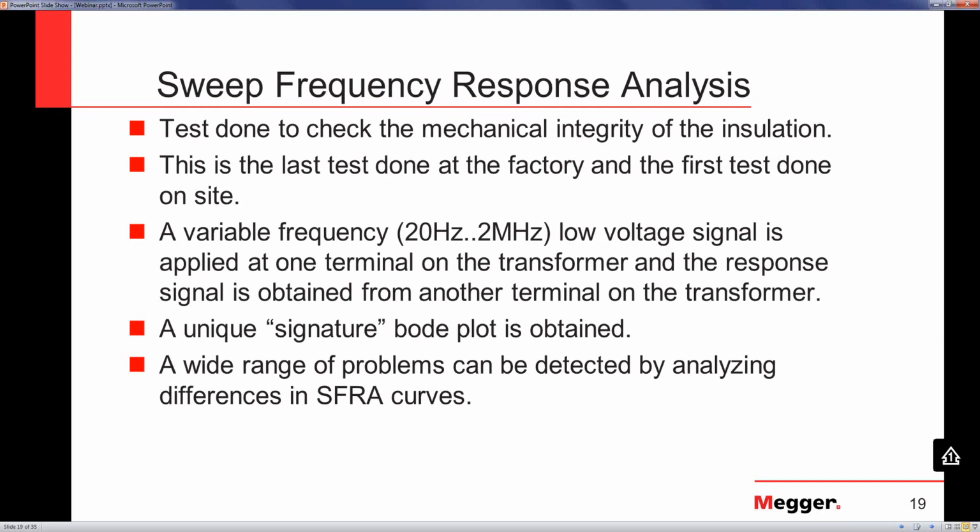The transformer may have sustained some shocks during transport. So that's the primary objective of this test: to look for any physical damage that may have occurred inside the transformer, any physical shifting or deformation. A variable frequency low voltage signal is applied at one terminal on the transformer, and the response signal is obtained from another terminal on the transformer.